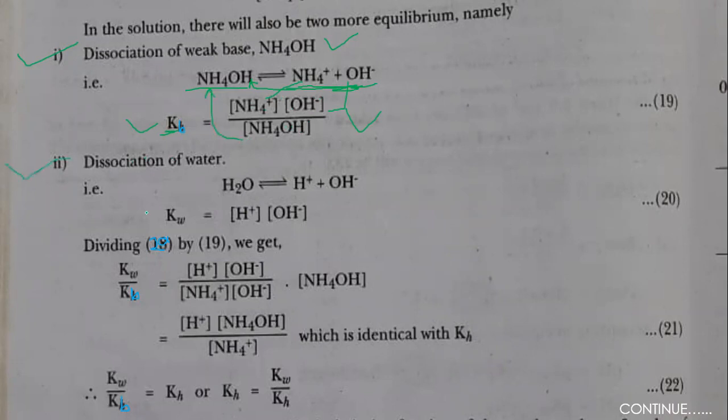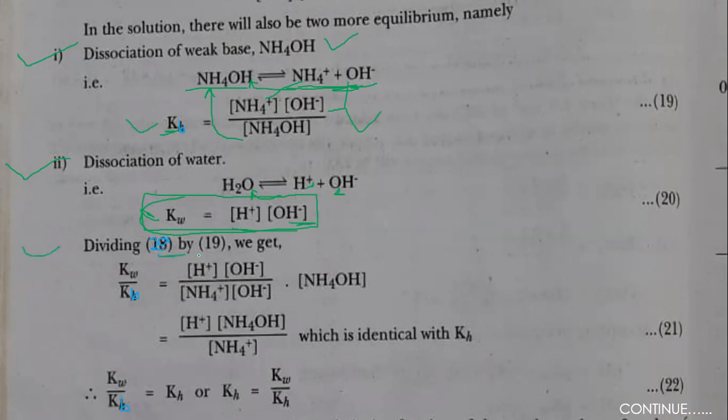For the dissociation of water, Kw is equal to the concentration of this into the concentration of this upon the concentration of this, but we are not considering the water concentration. That is very, very large, as the whole system is aqueous, so we are not taking that as a denominator. So this equation will become Kw is equal to the concentration of H plus ion into the concentration of OH minus ion. Right? Getting my point?